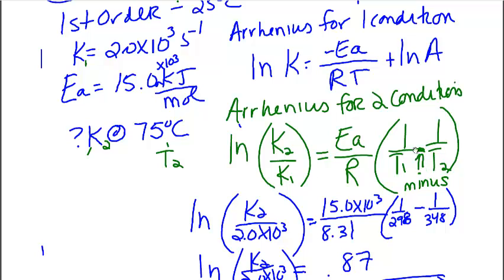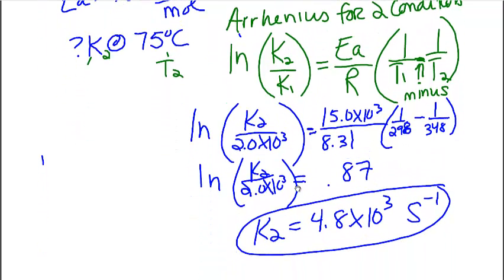This is a really common mistake I see people making. This is a minus sign right here. So again, it's set up, and then it's just a matter of plugging and chugging. Why did the activation energy have to be in joules? Because my R value has joules in the unit. So when you plug it in, it has to be in joules.